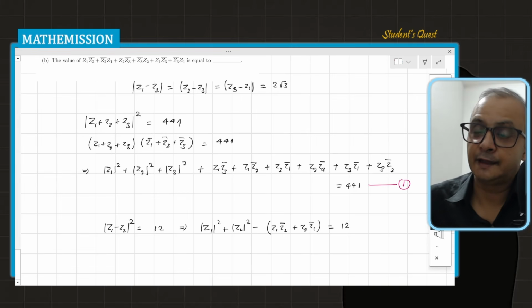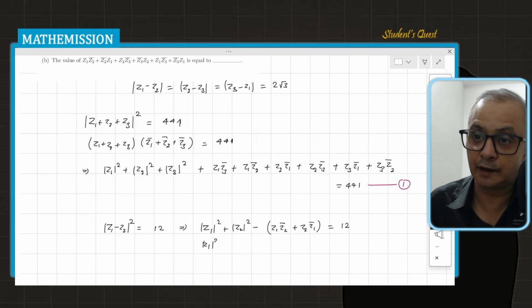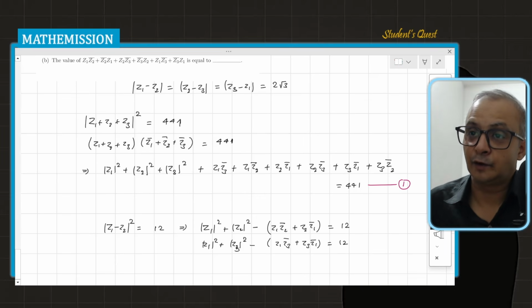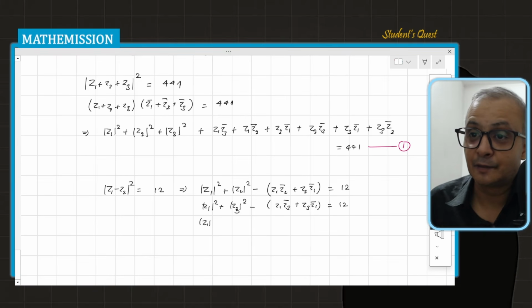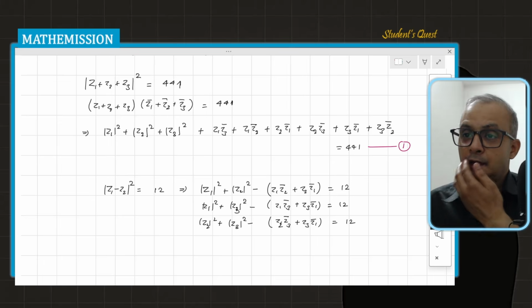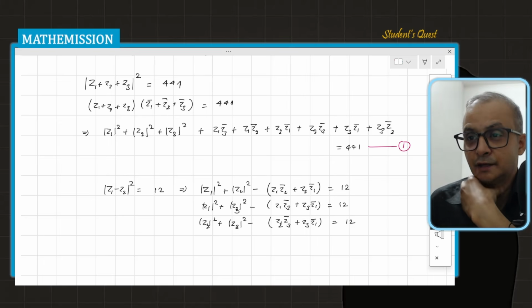In the same way, can we not write for everything because they are equal? So I can write |Z1|² + |Z2|² - (Z1 Z3 bar + Z3 Z1 bar) is again 12. And one more time, keep patience, |Z2|² + |Z3|² - (Z2 Z3 bar + Z3 Z2 bar), that is 12.